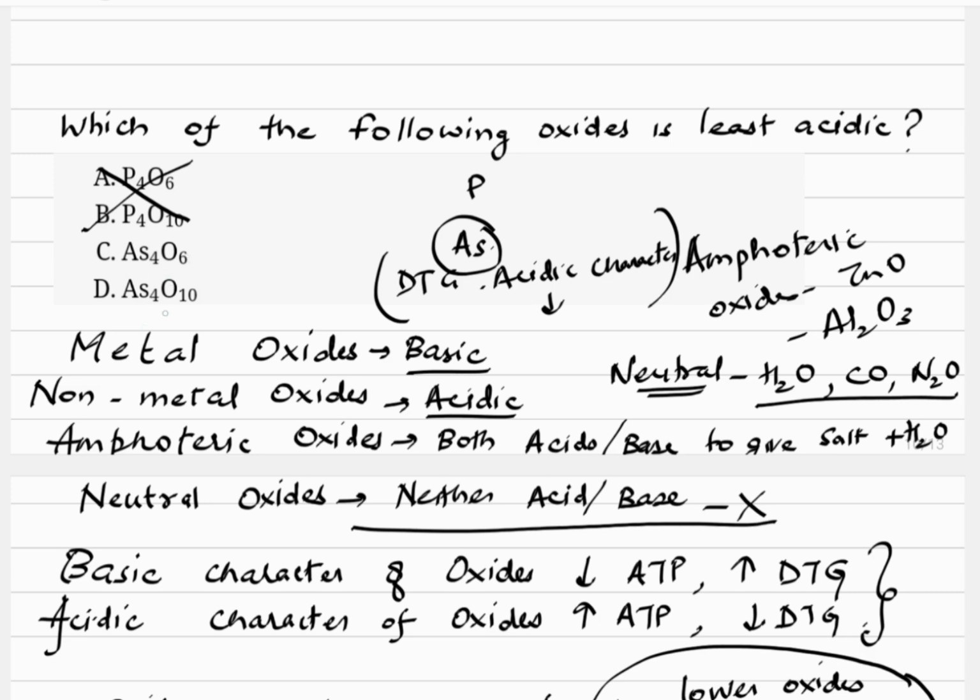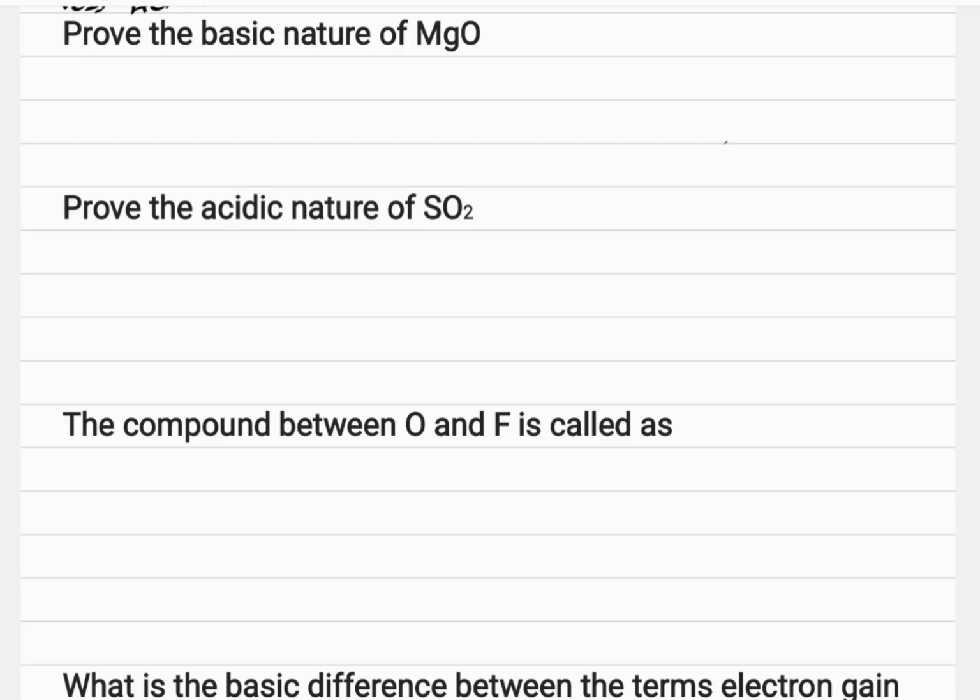Talking about arsenic oxides, we can see that this is a higher oxide and this is a lower oxide. Okay, lower oxide tends to be less acidic. So out of the two, this one would be less acidic. So clearly our option is this, As4O6. Moving on to the next question.